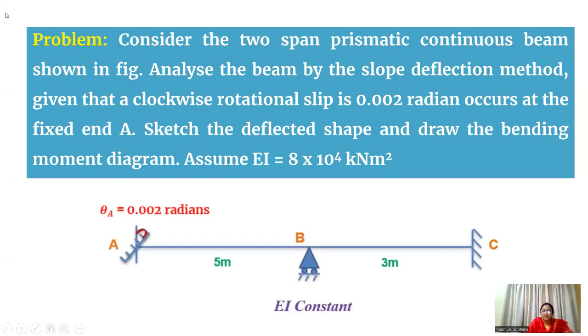First, we'll see the sketch. Here in this sketch, we can see that support A has been rotated by 0.002 radians, which is a clockwise rotation. And here B is an internal support, I mean, an external support only, a roller support. And another support C is a fixed support. And there is no loading for this problem. Here the AB span is 5 meters, the BC span is 3 meters, and EI is constant throughout the ABC beam.